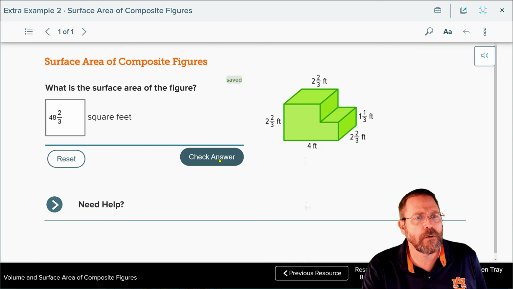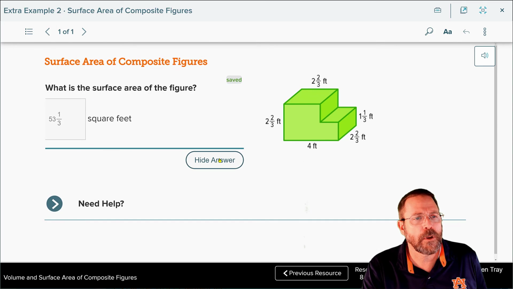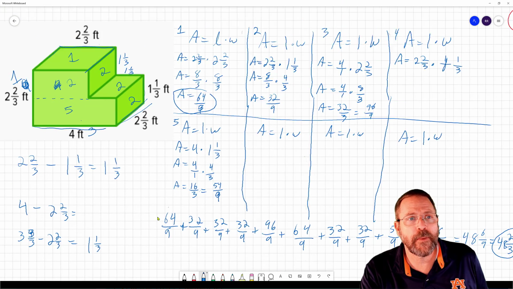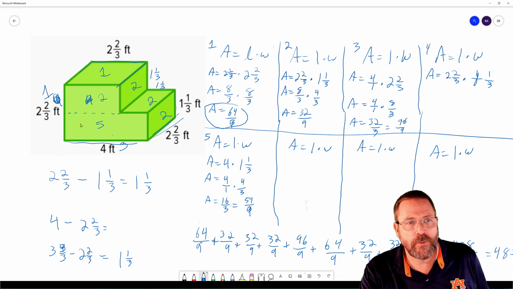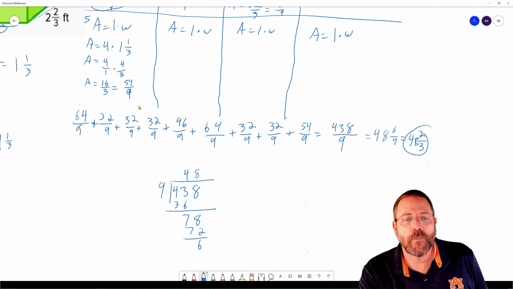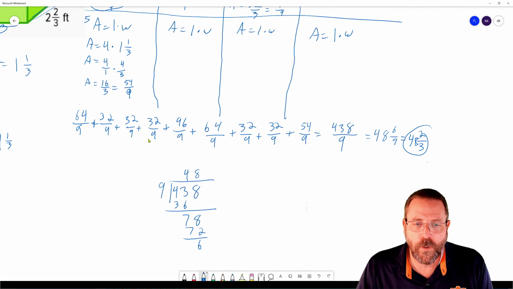Oh no, what did I do wrong? Well, I got a boo-boo. Let's find it. I know exactly where my boo-boo is. As soon as I stopped, I said, oh wait, that's it. This rectangle that we found last has a partner on the back. So I have to account for that partner, which means we're going to have to include a whole other 54 over 9.